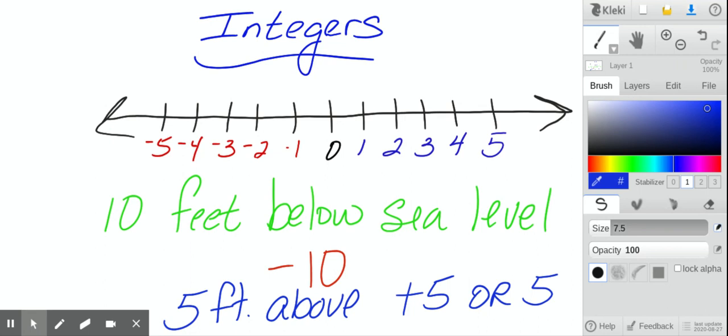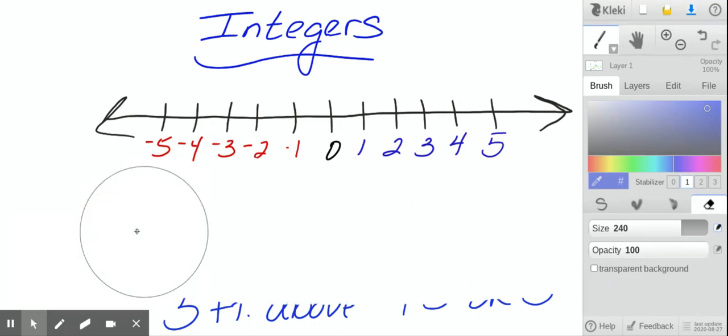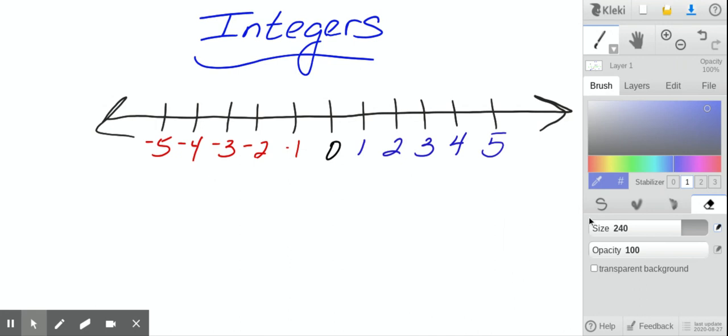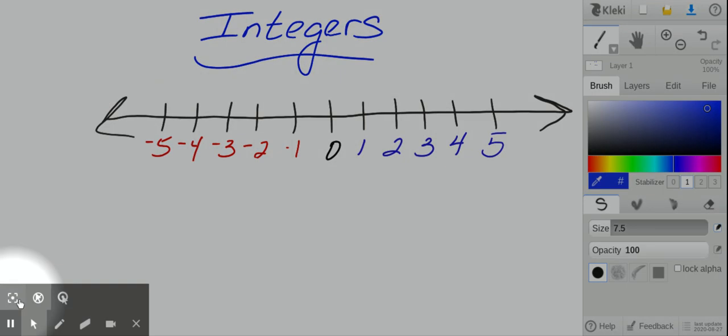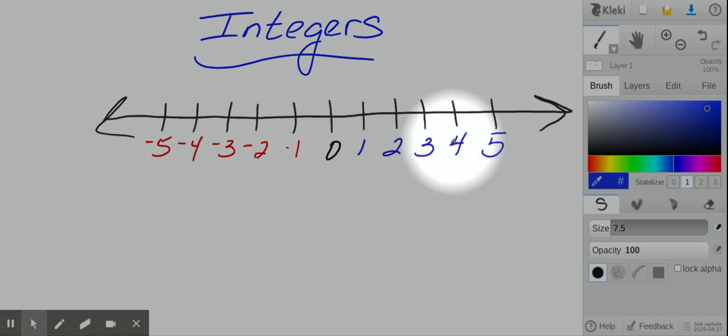All right. So now we also want to talk about integers and their opposites. So let's talk a little bit about integers and their opposites. When we talk about an integer, we're talking about a number and their distance from 0 on the number line. So let's say I'm looking at the number 4.